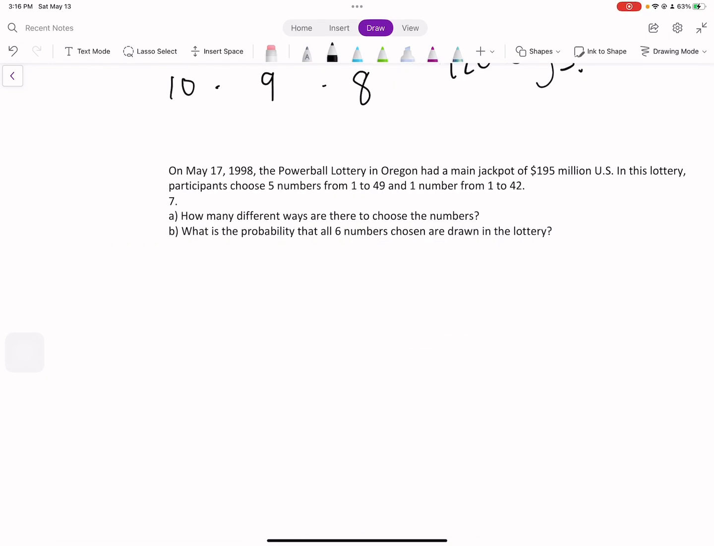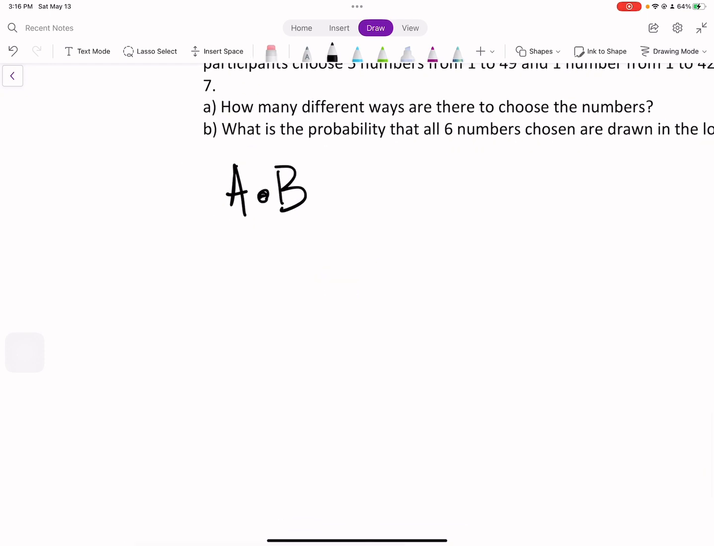So for question A, we will get a number of ways that we can choose 5 numbers from 1 to 49. Let's just let that number be A. And the number of ways that we can choose one number from 1 to 42, let's just make it B. And we multiply them together to get the final number of ways of choosing those numbers. So let's first calculate A. This is for question A.